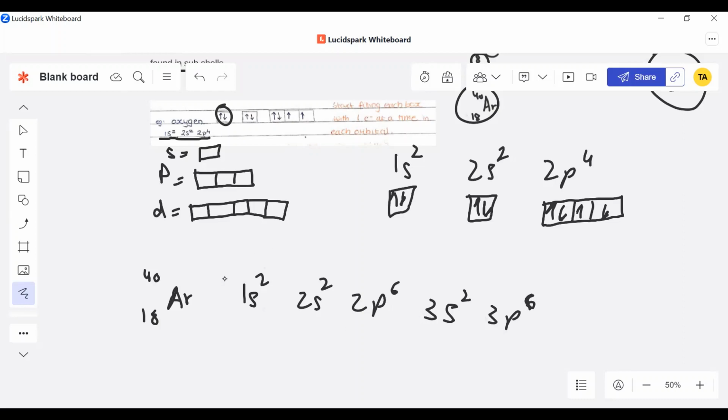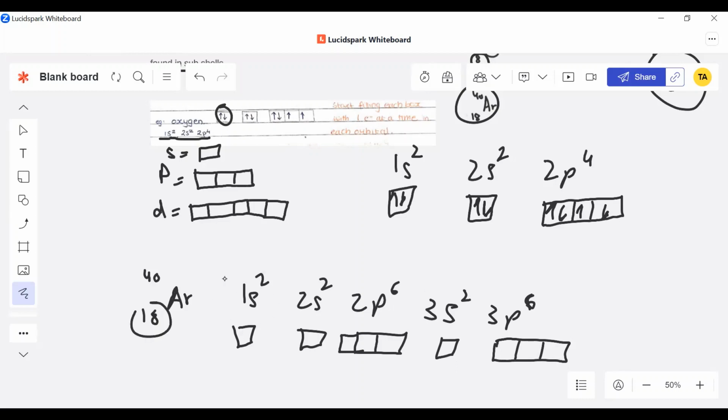Now, I move on to drawing the orbitals. The s shell has one orbital. The p shell has three orbitals. These are three different orbitals. Again, the s subshell has one orbital. The p subshell has three orbitals. So I write the orbitals like this. Now I fill the electrons.